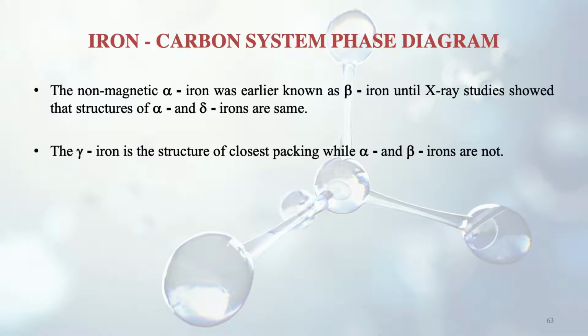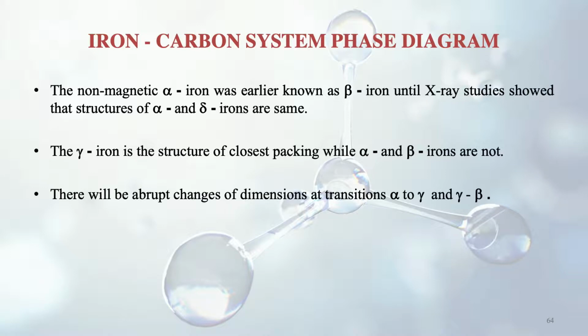The gamma iron is the structure of closest packing. That means austenite, as it is also known, which I will discuss in the further slides, while alpha and delta irons are not so close packed. There will be average changes of dimensions at transitions from alpha to gamma and gamma to delta, because of this close and not so close packing.